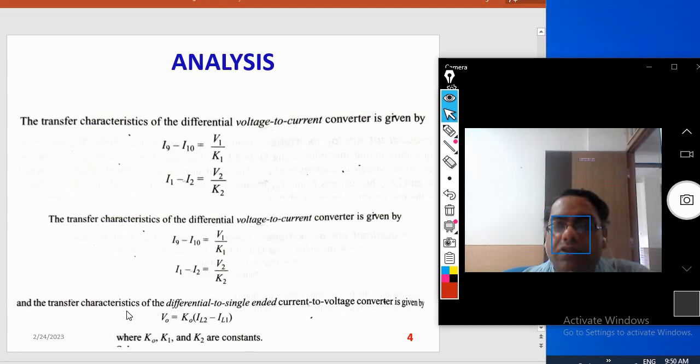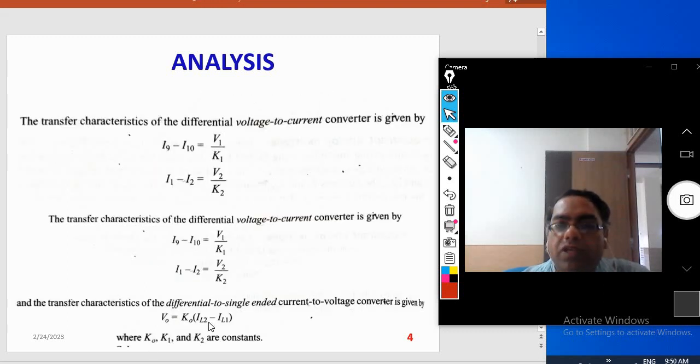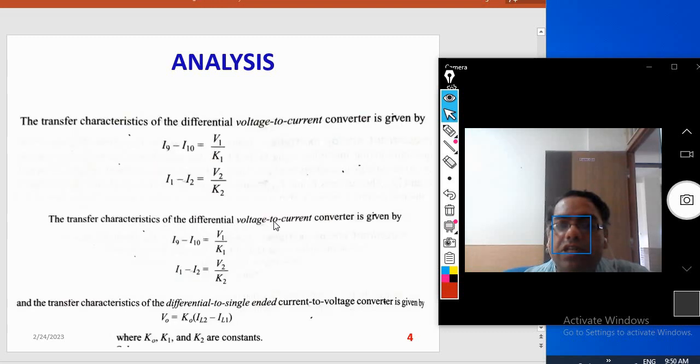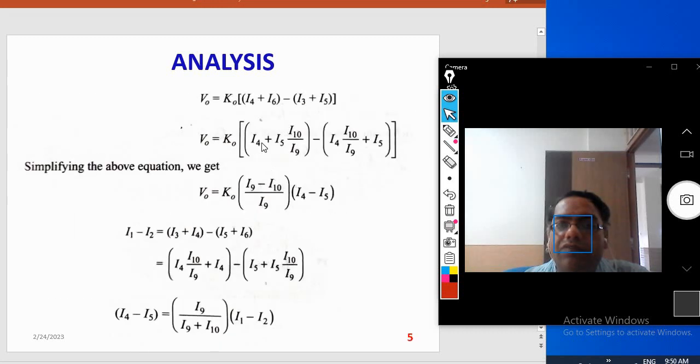And for the differential to single-ended current to voltage converter, the transfer characteristic can be written in this form: V0 equals K0 times (IL2 minus IL1). Now, for the output, IL2 minus IL1 is there, so IL2 we can write as I4 plus I6. So like this we can break into individual currents, and from these relations, as we have seen, we can convert this further.